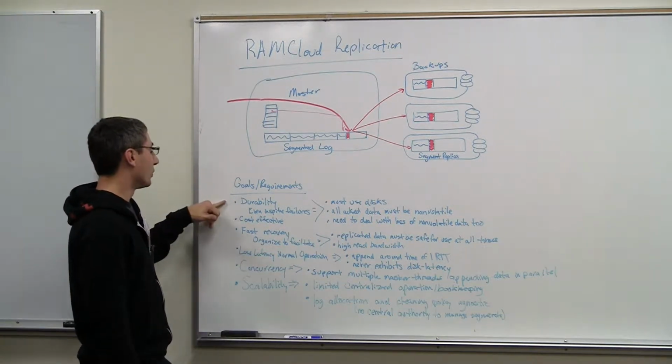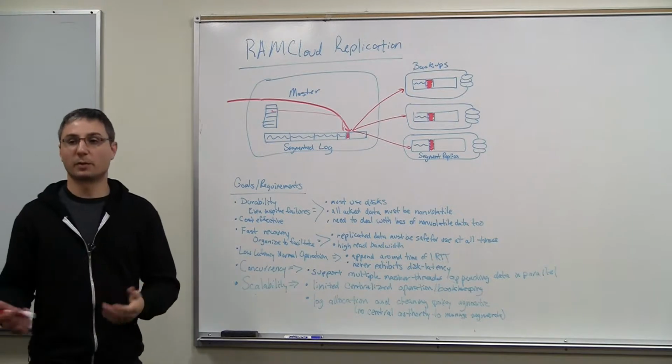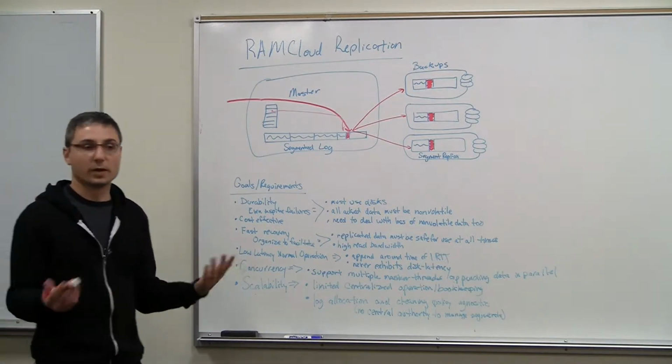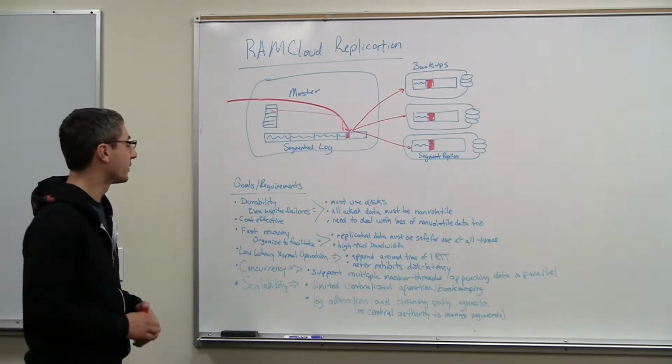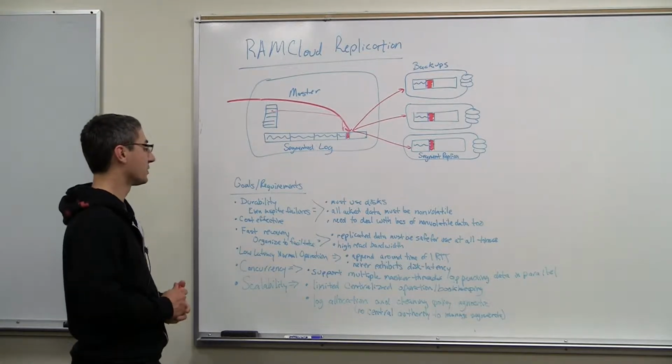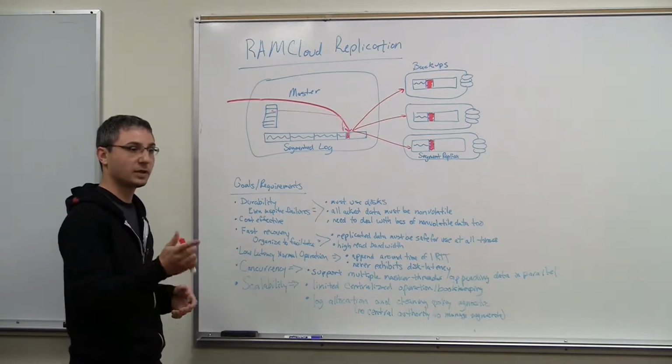So for example, we want durability. Nodes are going to be failing. And we want our data to be stored on disk in a way so that even if nodes are crashing, we still have access to our data and can reconstitute servers using recovery.